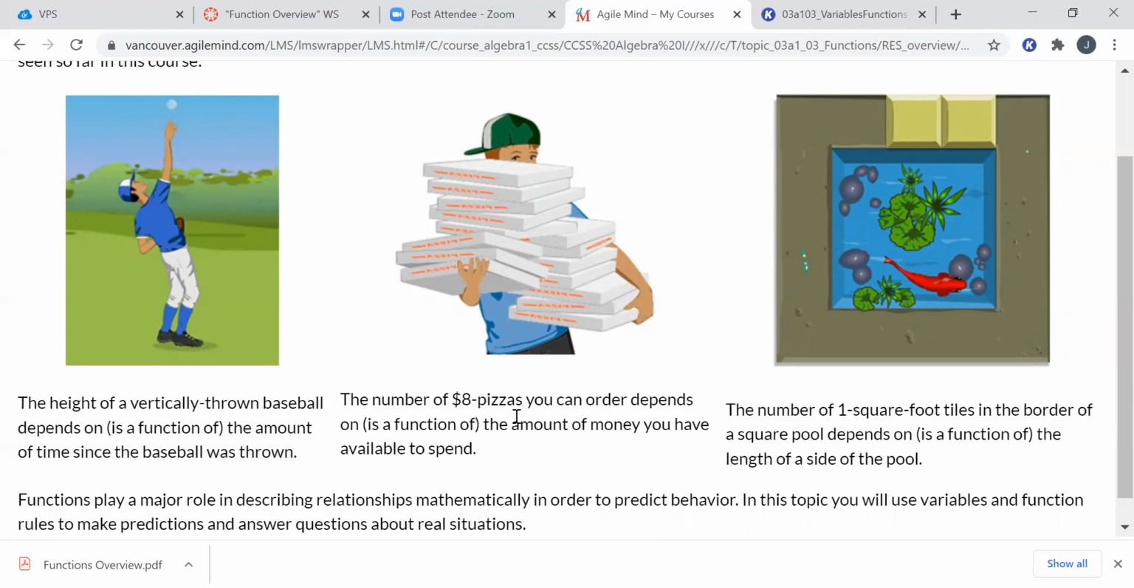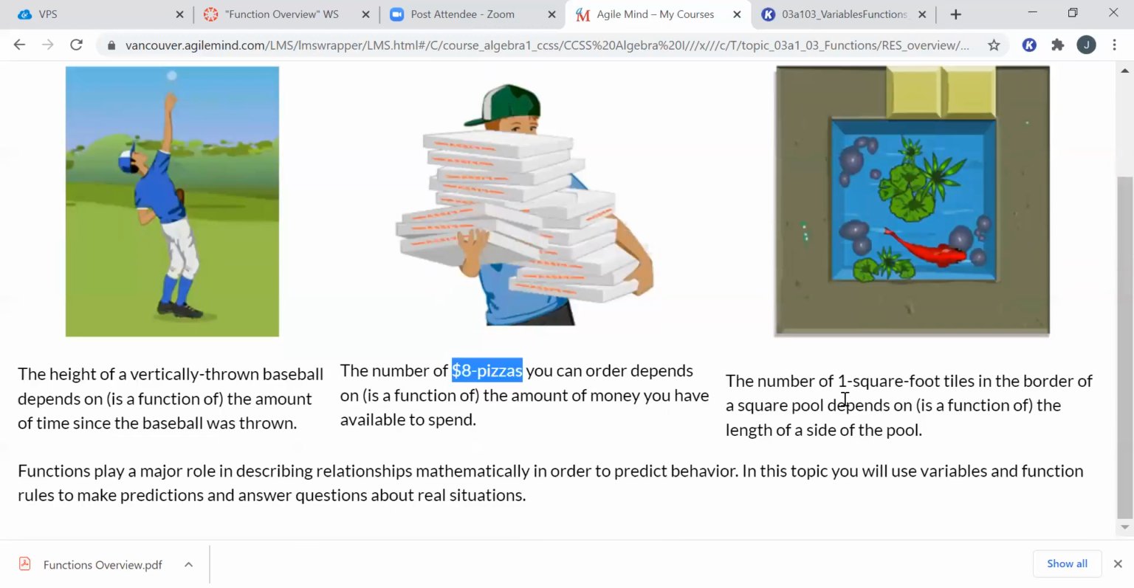This one, the number of $8 pizzas depends on how much money you have. So if they're $8 pizzas and I pay $24, I can get 3 pizzas every time. I don't pay $24 and sometimes get 3 and sometimes get 15 pizzas. No, the amount of pizzas always depends on how much you pay. It doesn't change. So that's a function. The number of pizzas I buy is a function of how much money I spend.